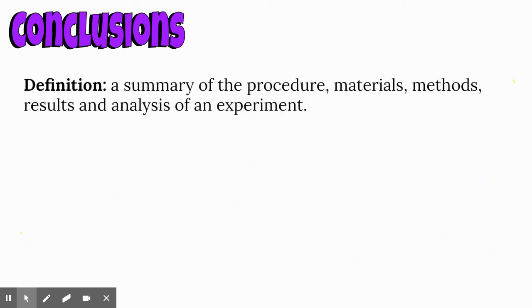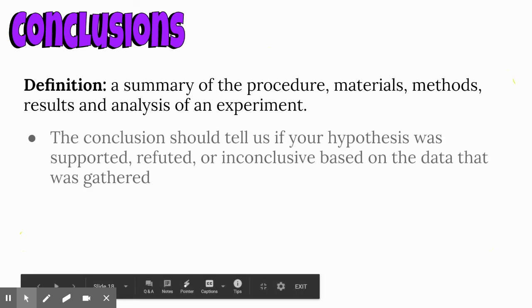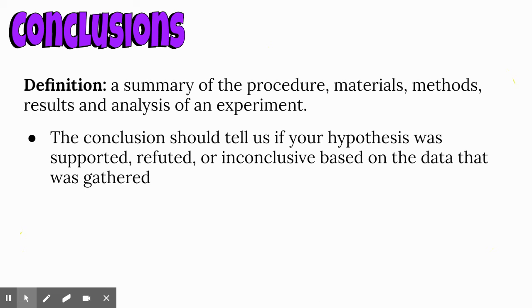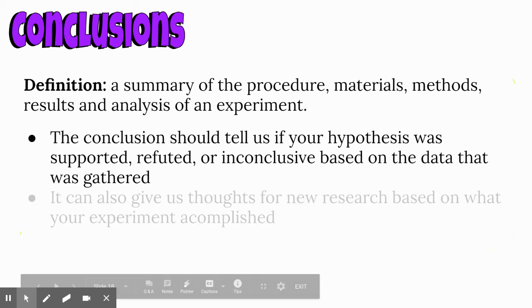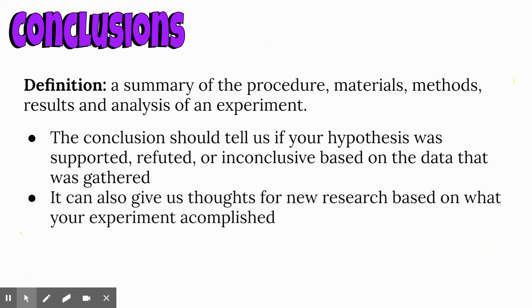Then we're jumping to our conclusions. Now we're going to wrap everything up and create a summary of the procedures, materials, methods, and results, and what it all meant in an analysis of our experiment. The conclusion should tell us if our hypothesis, which we're going to get more into tomorrow, but your hypothesis is your initial explanation for what happened, was supported by the data you found, denied or refuted by the data you found, or inconclusive. You can't really tell based on the data that you gathered in the experiment. You can also give us thoughts for new research based on what your experiments accomplished.